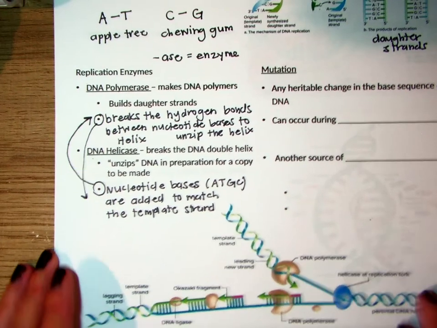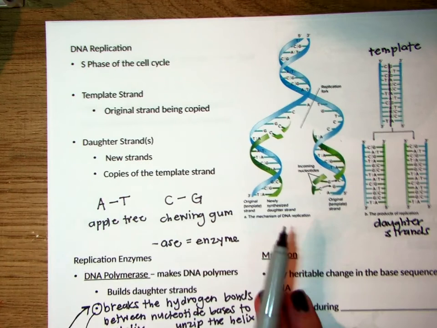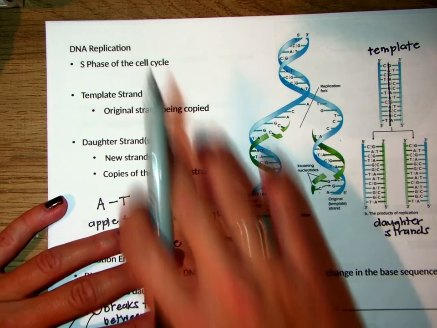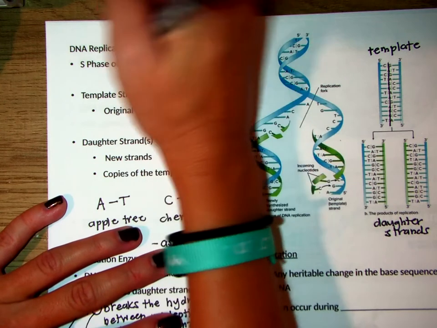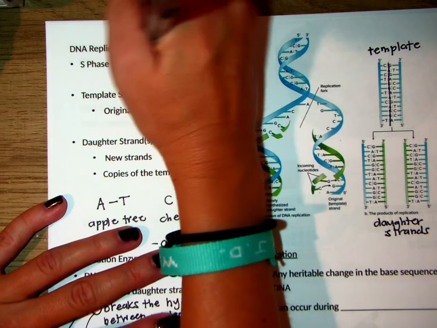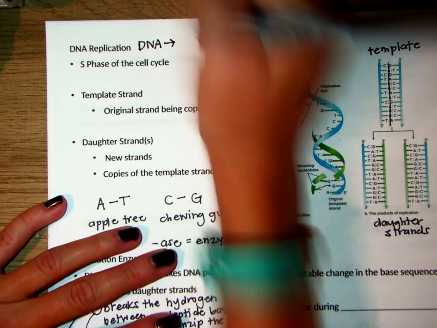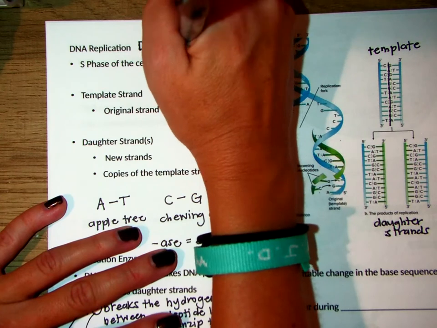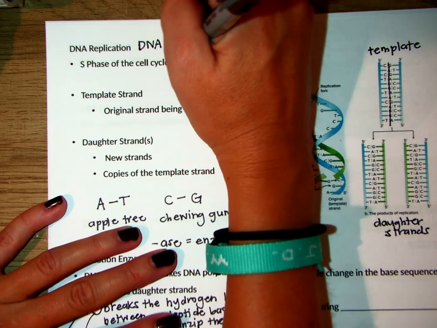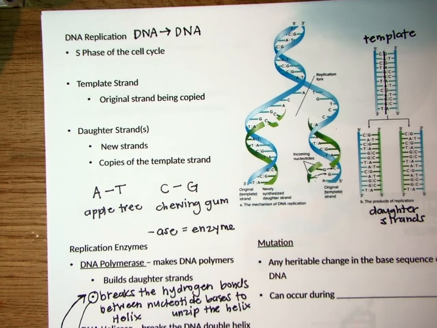All right, and for each of these processes, going back up here to where we started at DNA replication, you need to know what you're starting with and what you end with. So with DNA replication, we start with DNA. And well, you're replicating it, so what do you end with? You end up with DNA. That one's pretty easy.